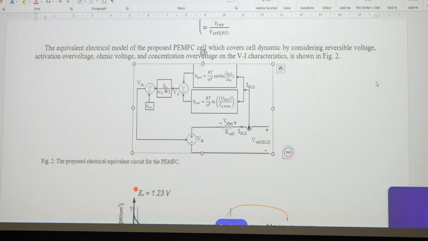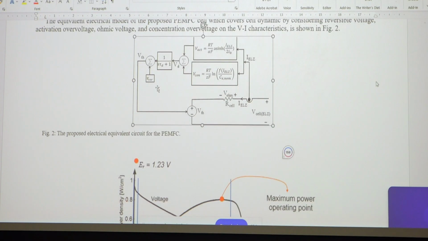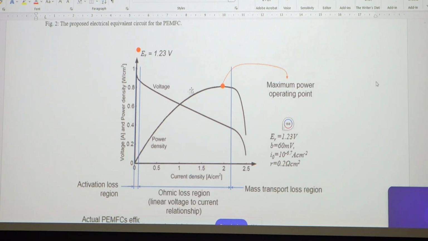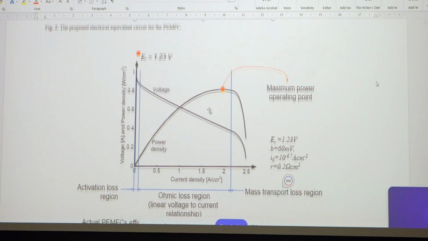So here we can see the transfer function. This voltage, this quick change in current reflection, takes some time. This can be defined by this first order transfer function. This is tau d, where tau is the equivalent time required to pass electrons from one electrode to another electrode through the membrane.